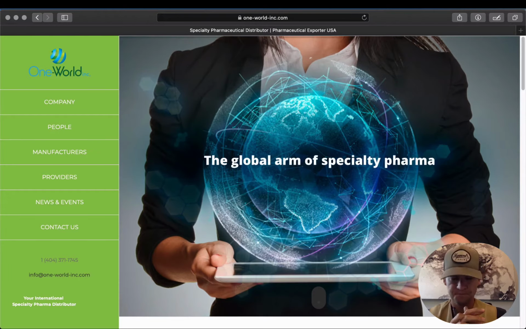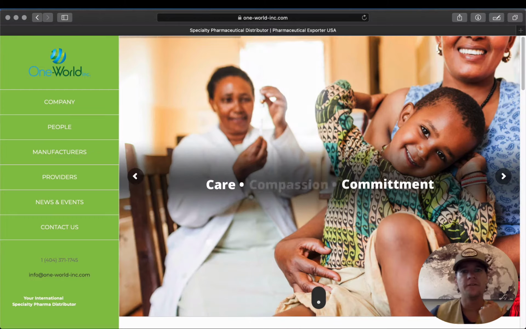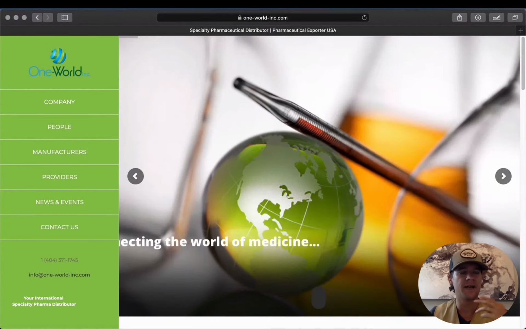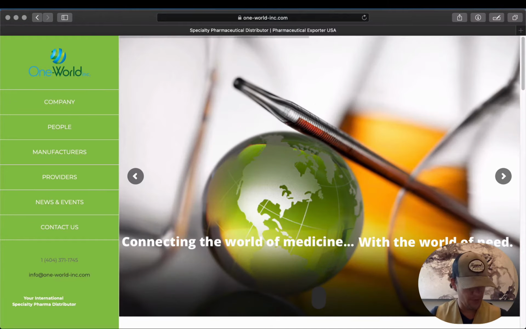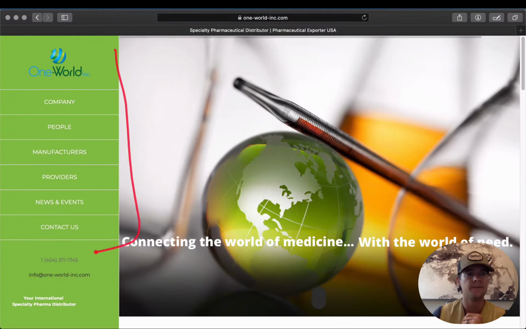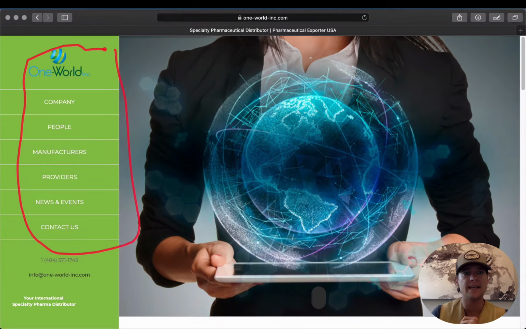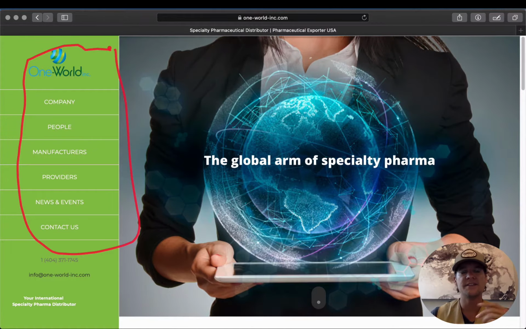All right. So here we are with One World Inc. So the very first thing that I notice, let's just talk about the pros of the design real quick. Over here on the left, we see our navigation. I actually really like it. It's clean. I like that it's over to the left.